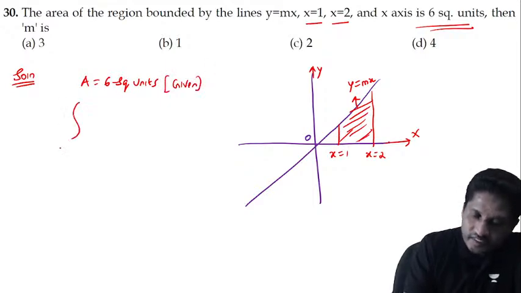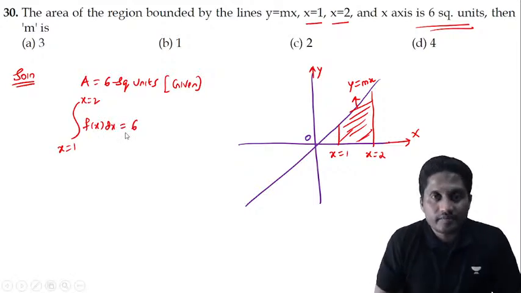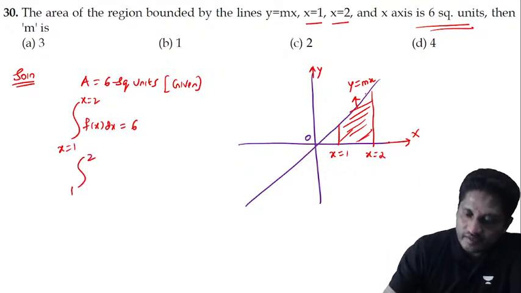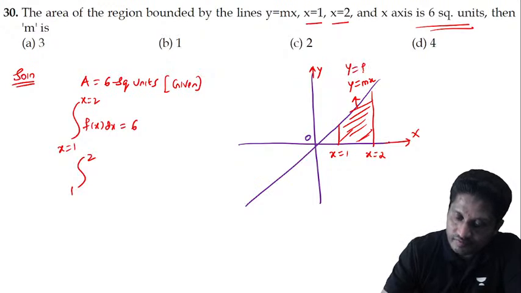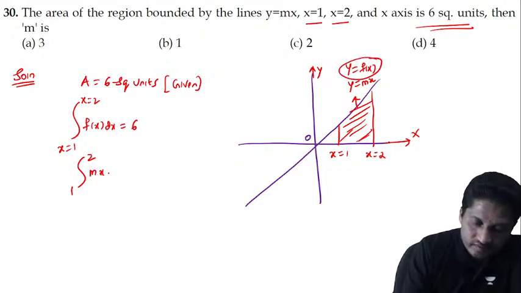So this means that integration of x is equal to 1 to x is equal to 2, function of x dx is equal to 6 square units. I am supposed to find the value of m. Integration of 1 to 2, right? This is of the form y is equal to f of x. Obviously function is mx, dx is equal to 6.